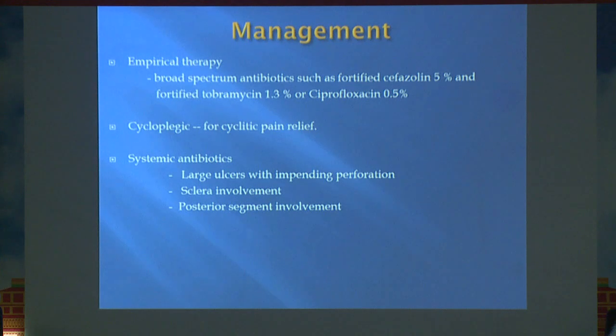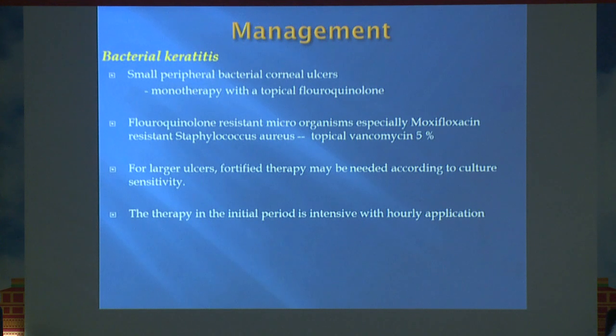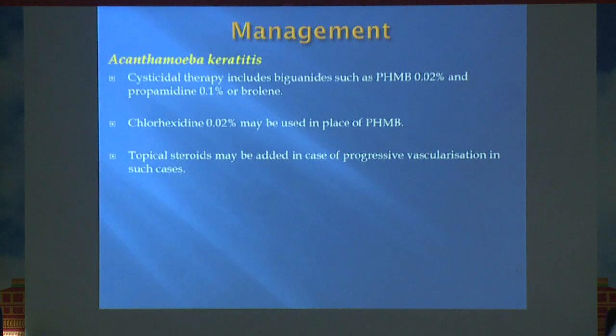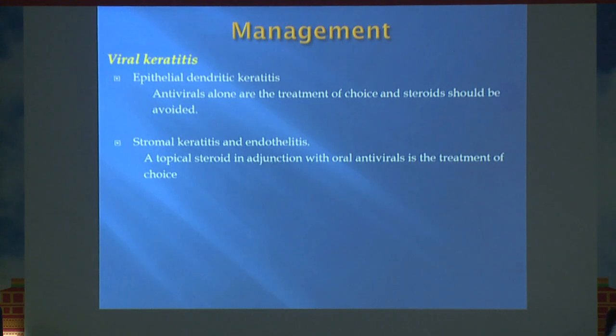After that, we have to start with the empirical therapy like broad spectrum antibiotics such as fortified cefazolin 5% and fortified tobramycin or ciprofloxacin. Cycloplegic is used for cyclitic pain relief, and systemic antibiotics should be given in large ulcers with impending perforation or scleral involvement, and in case of posterior segment involvement. After giving those empirical therapy, once we get the culture report, then we have to start with the definitive therapy according to the culture reports for whatever organisms are there.